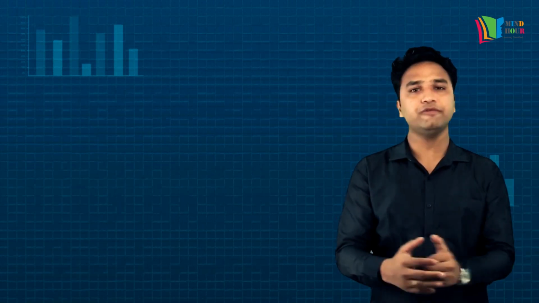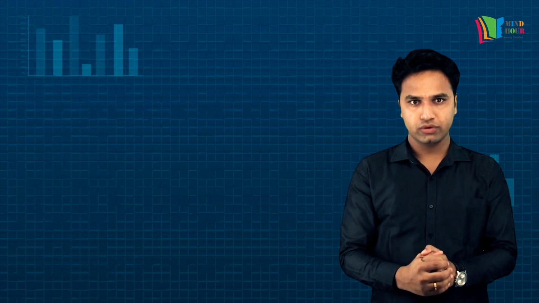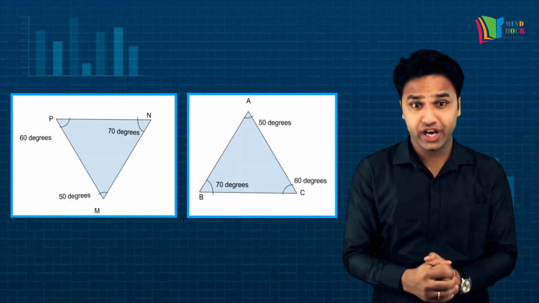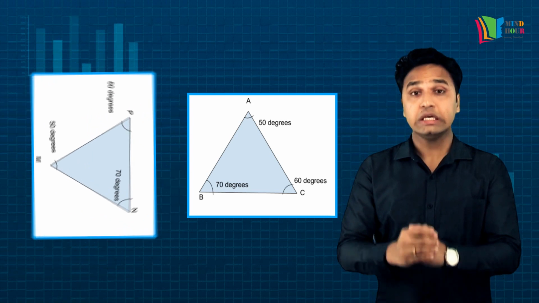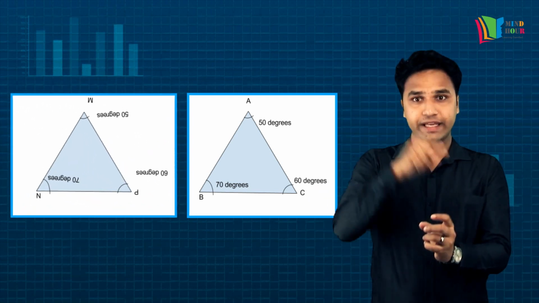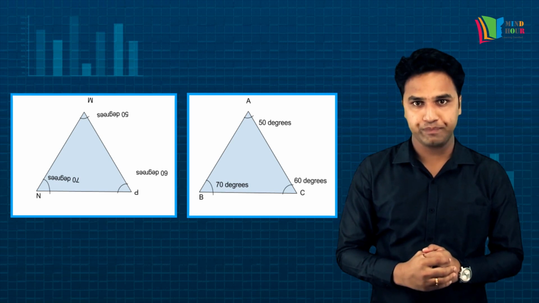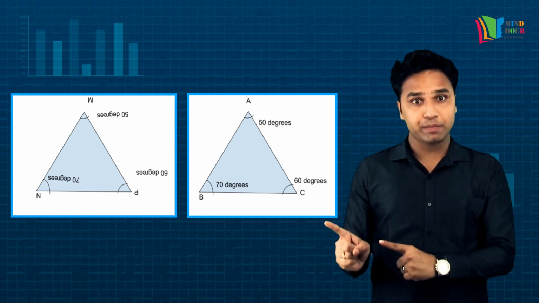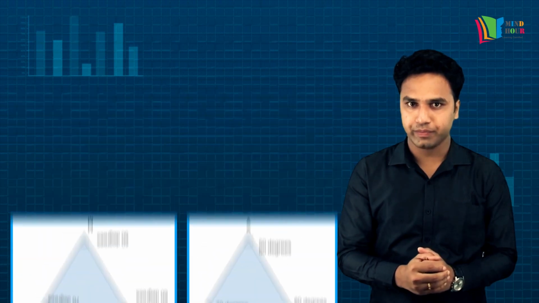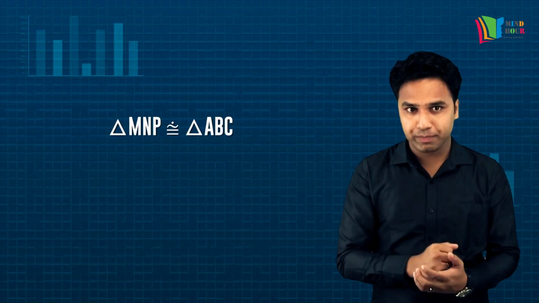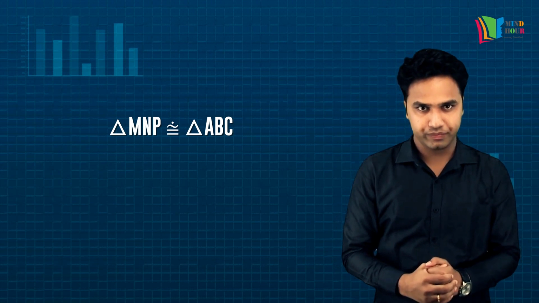Look at these figures shown here. Can you tell which ones are congruent to each other? We can see that if we put triangle 3 over triangle 4, it fits perfectly. Thus, triangle 3 is congruent to triangle 4. Now look at these two triangles shown here. When we turn triangle MNP and put it on triangle ABC, it again fits perfectly. This means that triangle MNP is congruent to triangle ABC. We write this as triangle MNP ≅ triangle ABC.